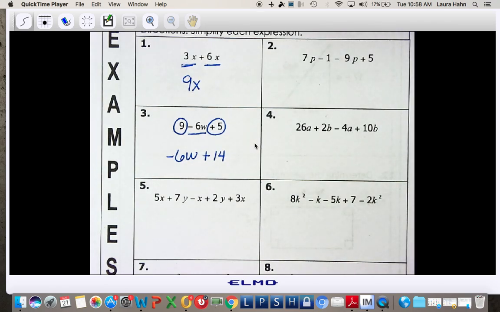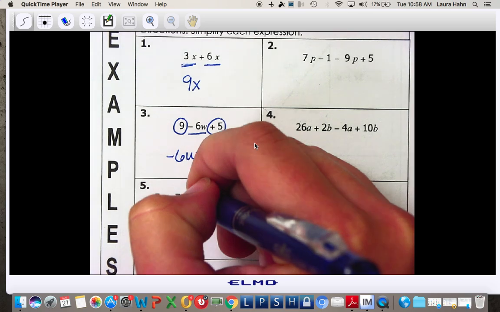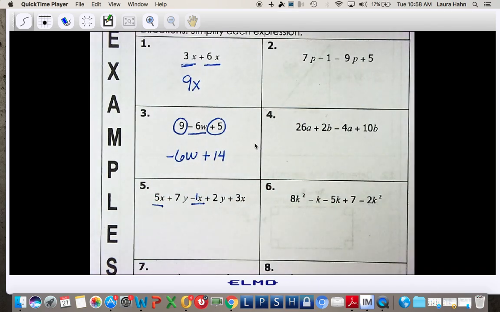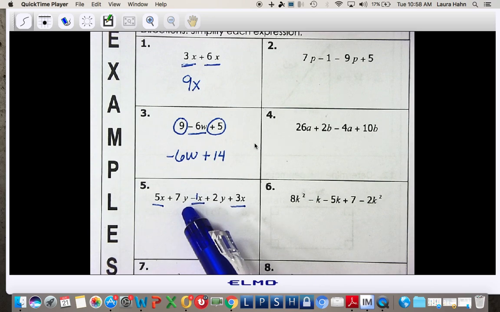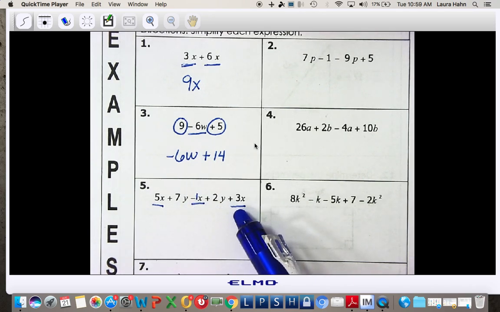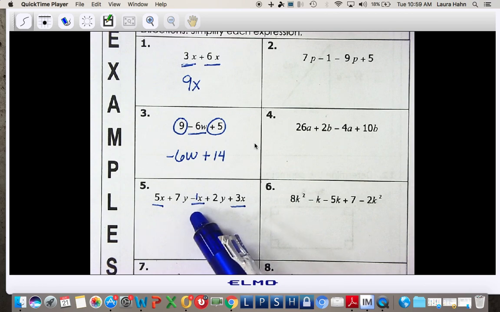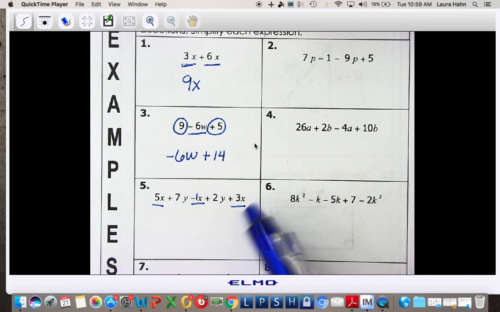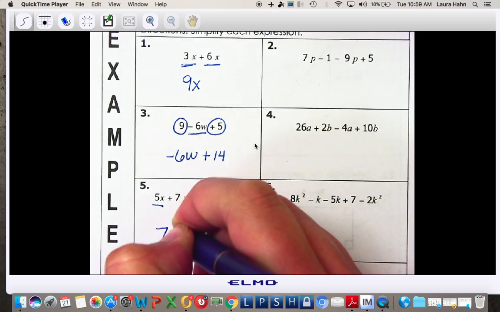All right, so when I'm looking at number 5, I see two different things going on. I see some x's, and then I also see some y's. We like to go in alphabetical order, so I'm going to start with my x's. I have 5x here. This is a negative 1x, and you can put a little 1 right here if you need to. And then I have a positive 3x. So I'm going to add those numbers together: 5 plus negative 1 plus 3 would give me 7, and that's 7x.